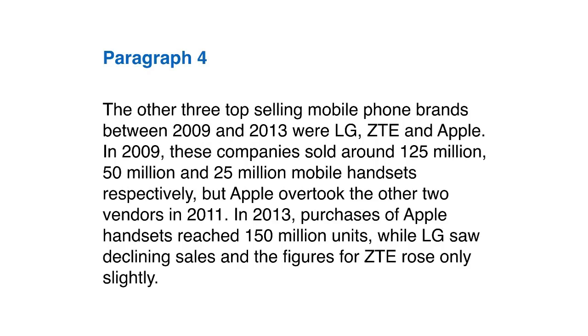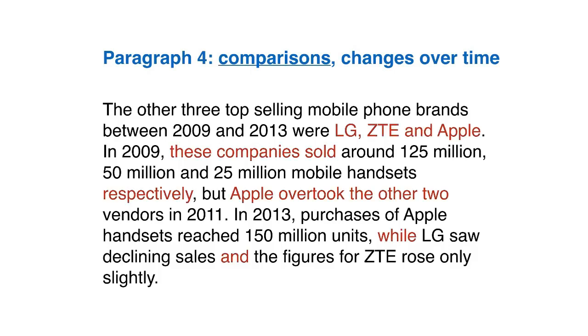Let's have a look at the language for comparisons and changes over time, like we did for paragraph 3. Comparisons first. LG, ZTE and Apple, these companies sold. We've got a comparison between the 3 companies. And then you've got 3 figures, and then respectively, that puts the 3 figures in the correct order. Apple overtook the other 2, that's a comparison, and while and are also comparing words. Don't forget that and but are very common and good comparing words to use.